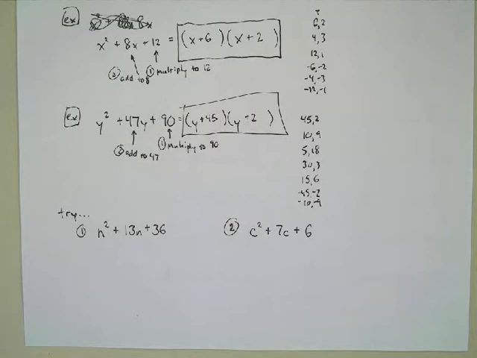Is this the same thing with the plus and the add? Yep. I want you to figure out what multiplies to make the 36 and adds to make that. What multiplies to make 6 and adds to make the 7. We're going backwards.